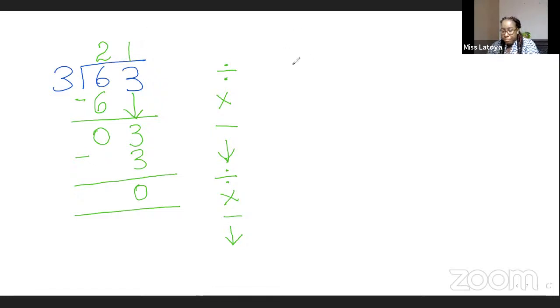We are going to be doing 3 into 96. Some really easy numbers. Okay, we're warming up. 3 into 96. How much times could 3 go into 9?